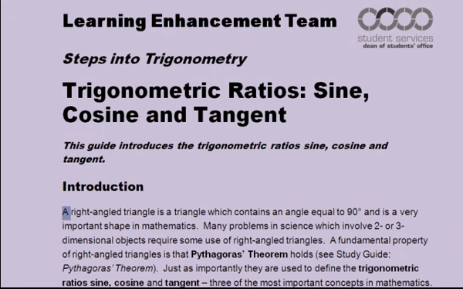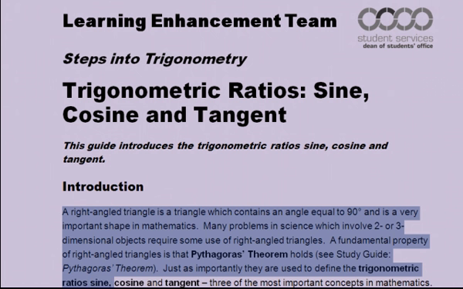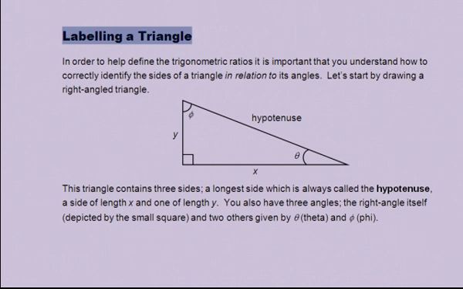Introduction. A right-angled triangle is a triangle which contains an angle equal to 90 degrees and is a very important shape in mathematics. Many problems in science which involve two- or three-dimensional objects require some use of right-angled triangles. A fundamental property of right-angled triangles is that Pythagoras' theorem holds. See study guide, Pythagoras' theorem. Just as importantly, they are used to define the trigonometric ratios sine, cosine and tangent, three of the most important concepts in mathematics.